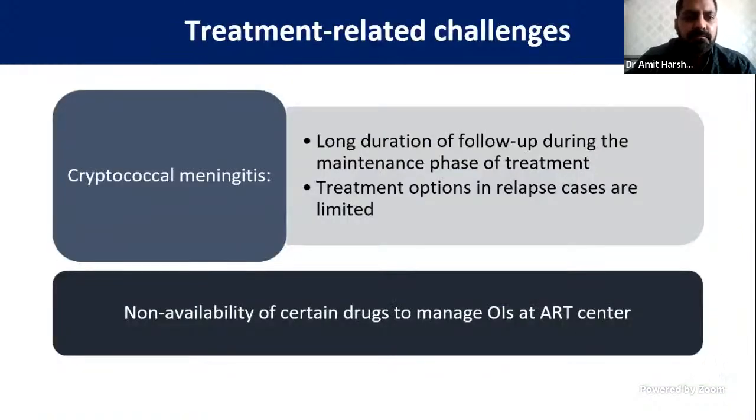Next slide, please. Cryptococcal meningitis is again a challenge related to treatment, because it has a long duration of treatment and also a maintenance phase which goes almost for a year. That becomes one of the limitations. The treatment options in relapse cases are limited: if fluconazole is not working, then what are the options? These are quite expensive molecules. There is also non-availability of certain drugs to manage opportunistic infections across the ART centers. This is something which programmatically has to be improved so that we can do better for diagnosis and management of OI. Next slide, please.